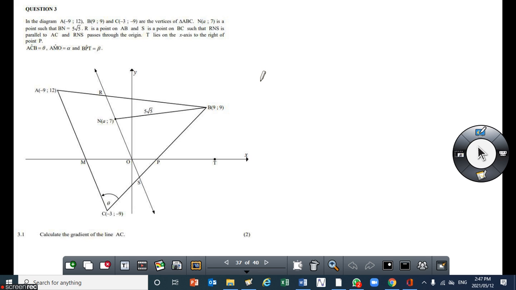Alright. So first thing we need to calculate the gradient of the line. You can read all the information that's also there on the diagram. Everyone, I hope you remember how to calculate the equation of a straight line. You know that the equation of a straight line is in the form y equal to m.